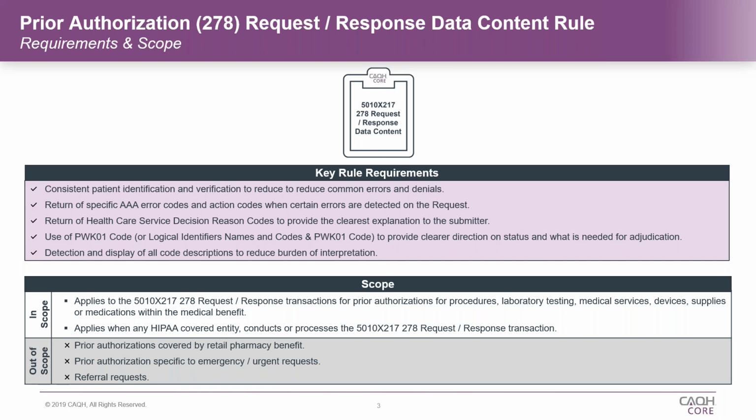Many surveys revealed this use case as one of the most common reasons for pends and denials, while our environmental scan and subsequent subgroup and workgroup polling consistently did not find referral requests to be routinely delayed. Emergency and urgent requests are also out of scope, as the ACA prohibits requirements for prior authorization to access emergency services.